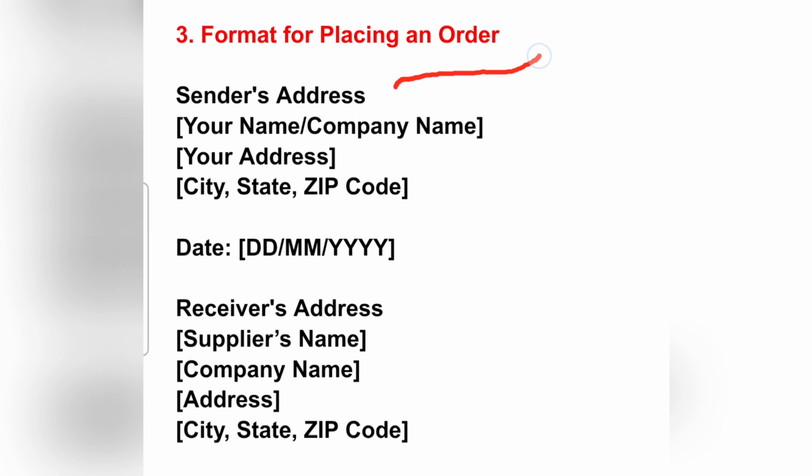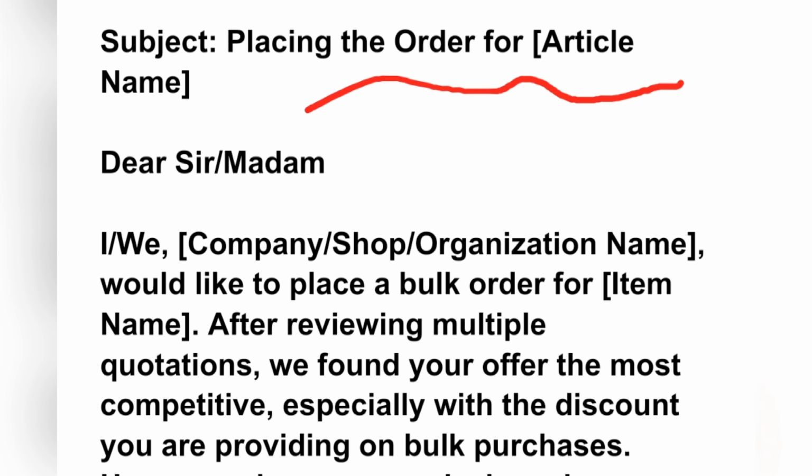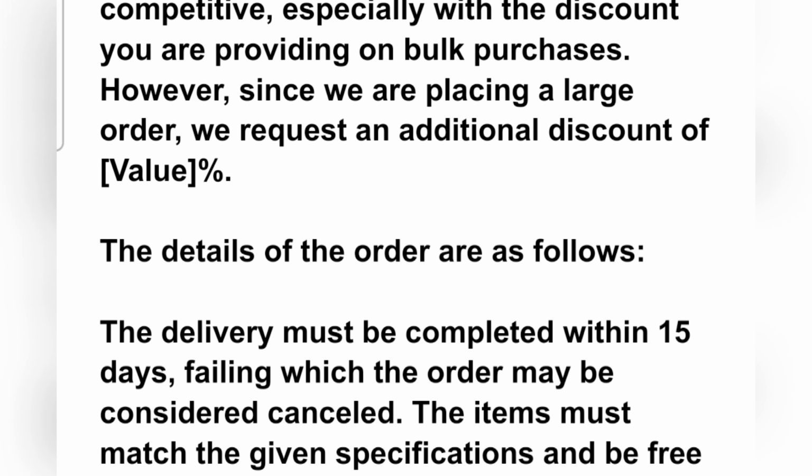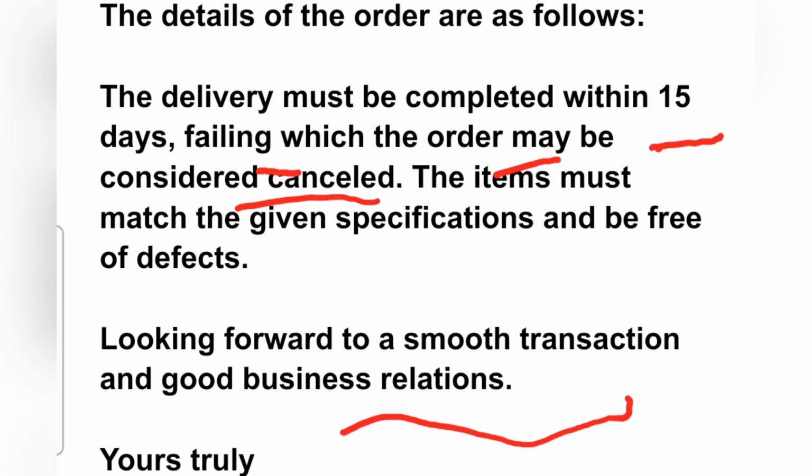Now look at the format for placing an order. So sender's and receiver's address, date, and then in the subject, clearly mention placing an order for, means here you need to add the article name. Now here you need to provide the details of the order, like items, quantity, and specification. Then mention the expected delivery date and payment terms. Like the delivery must be completed within 15 days, failing which the order may be considered cancelled. Then a polite closing, like looking forward to a smooth transaction and good business relation.